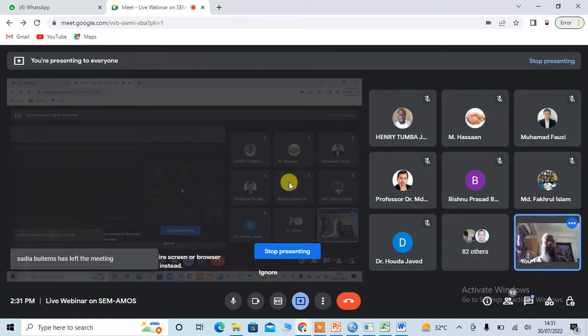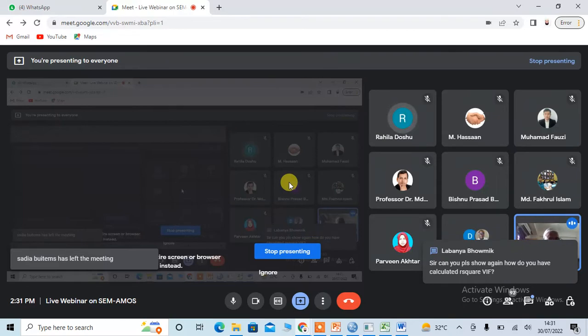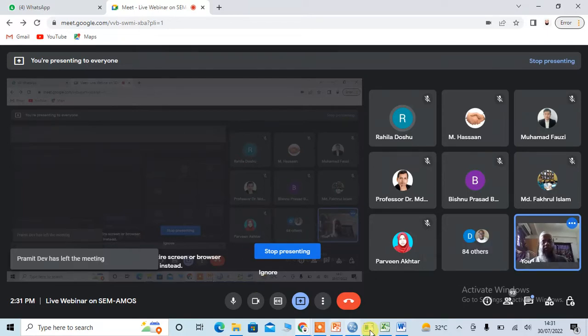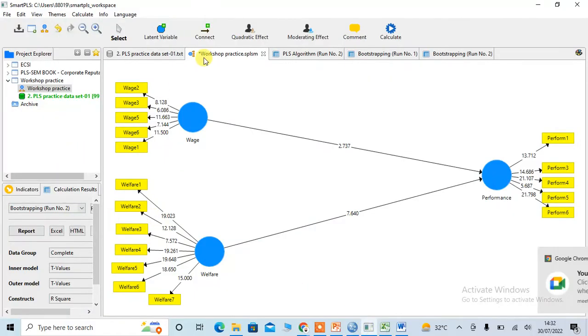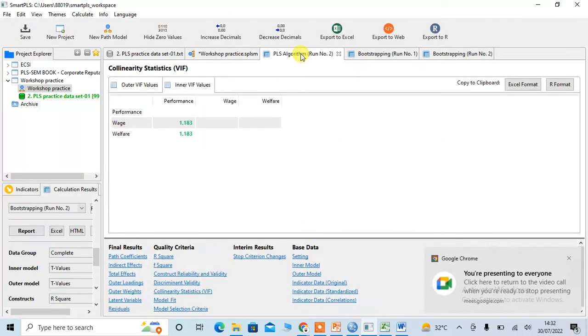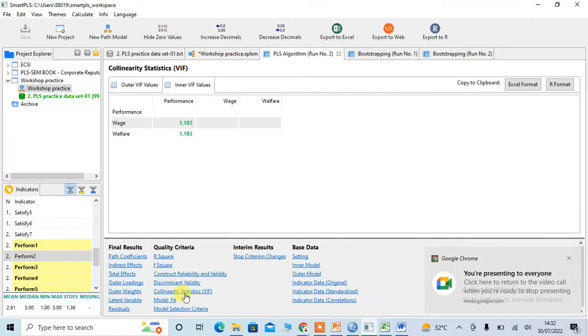Sir, can you please show again how you have calculated? Brother, very simple. In the PLS algorithm, in collinearity statistics (VIF), if you go to the report, then you will find this result, the inner VIF values, that you can extract from here in Excel format.